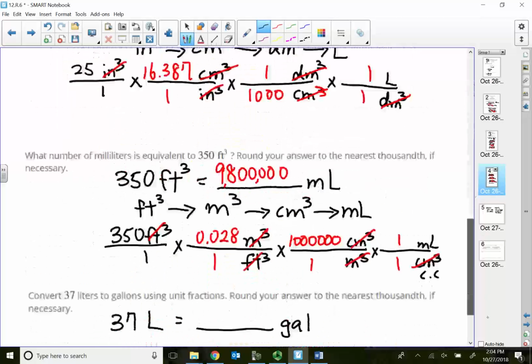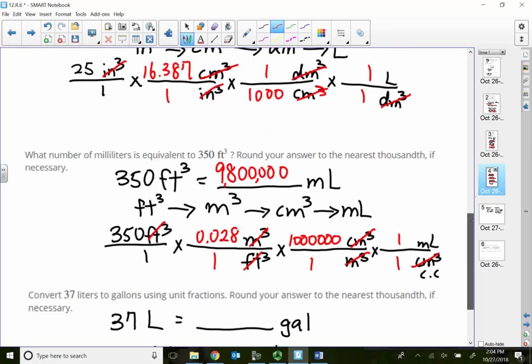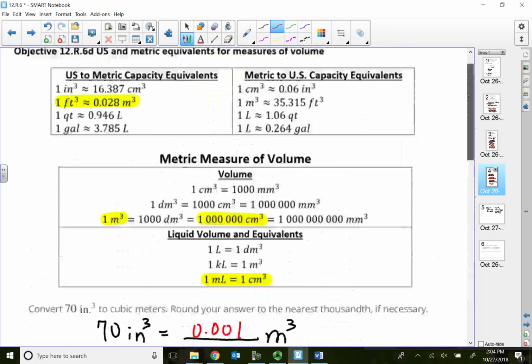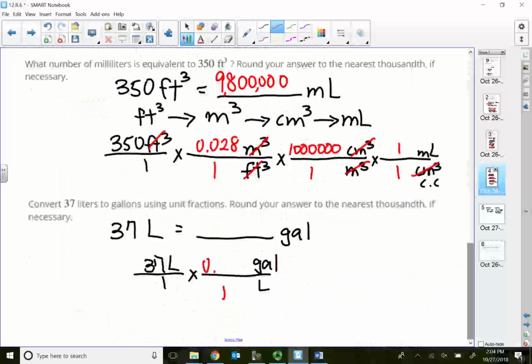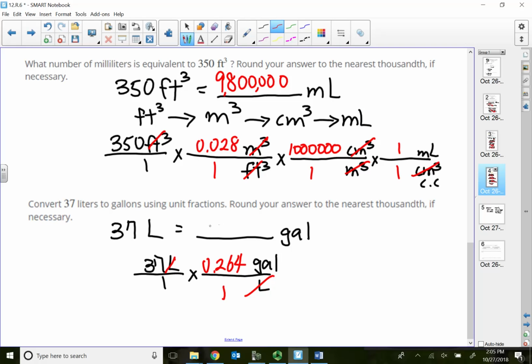So that's 37 liters. I don't have to go through anybody else, so I can go straight from liter to gallon. 1 liter is 0.264 gallon. Liter will cancel out. So 37 times 0.264, there you go, 9.768. Round to the nearest thousandth.